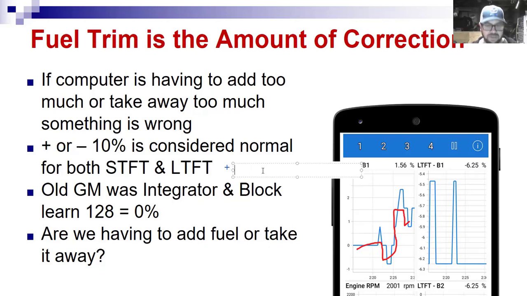Now, if it's, let's say, negative 22% on fuel trim, what's taking fuel away? So that means that the car is running too rich. And so it's a great way for me to see, are we running rich or are we running lean? There are some caveats to this, though.